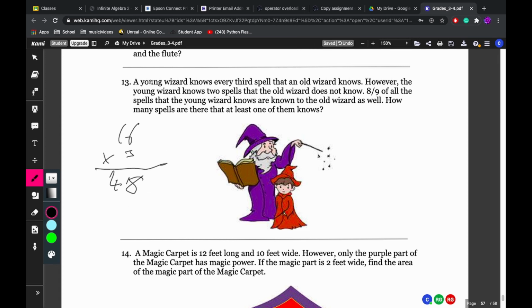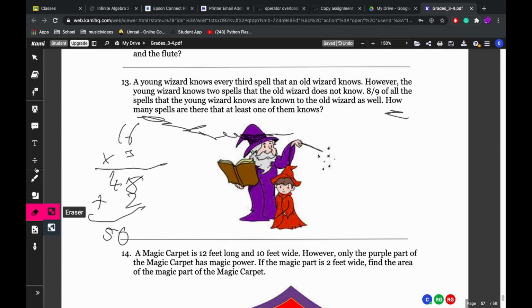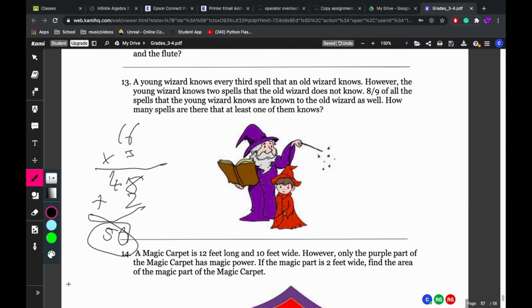So, in order to get our answer, we need to add a plus 2. Well, why do we need to add a plus 2? Well, we need to add a plus 2 because it says how many spells are there that at least one of them knows. So that means how many total spells are there? And that would be basically 48 plus 2, because the old wizard knows 48 and the young wizard knows 2 extra. So, yeah, 50 would be your answer.